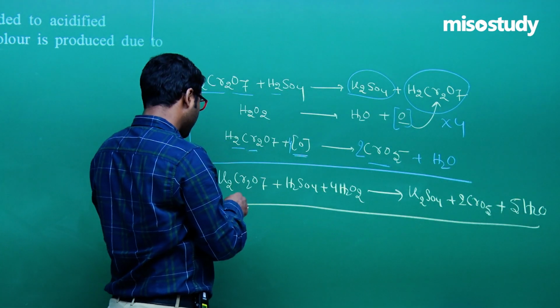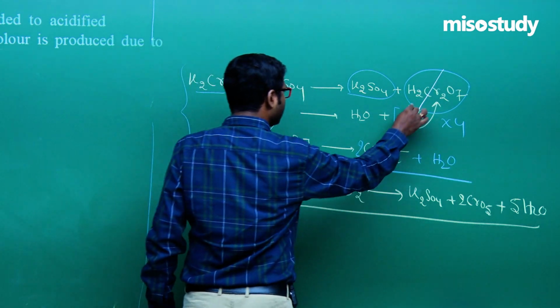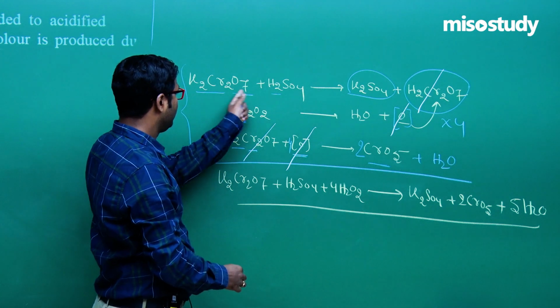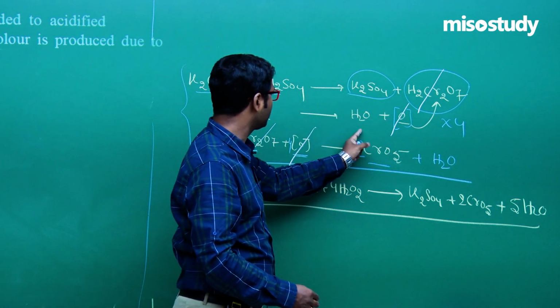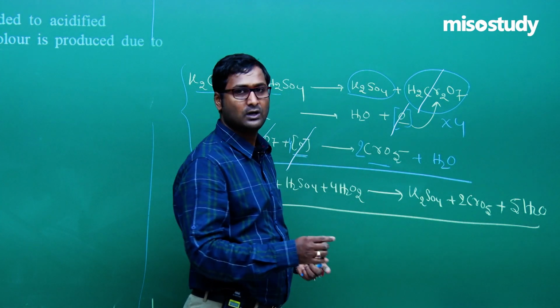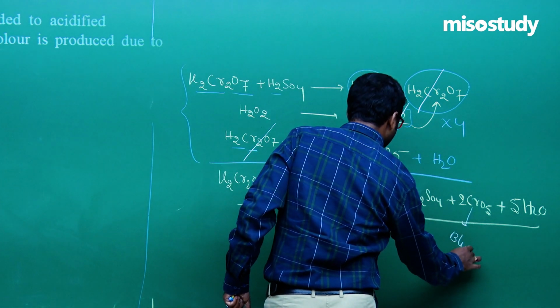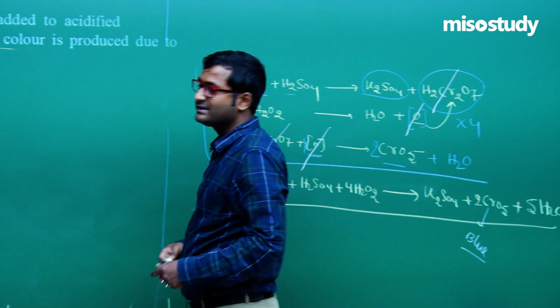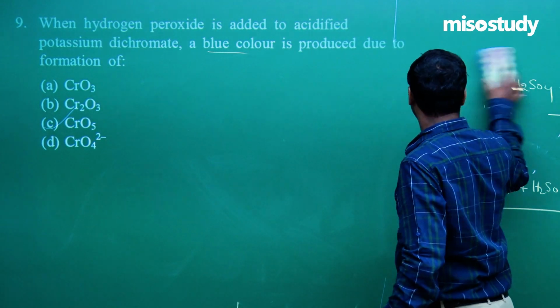This intermediate will cancel each other, this nascent and this nascent will cancel. Clear? 4H2O2, K2SO4 plus 4H2O plus H2O, 5H2O plus 2CrO5, and this one has blue color. Clear to you? So the option is CrO5. I think now you can easily solve such kind of questions.